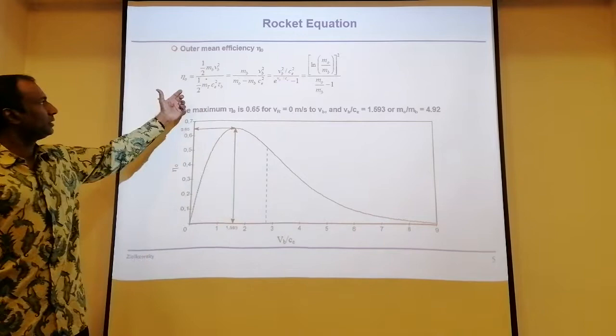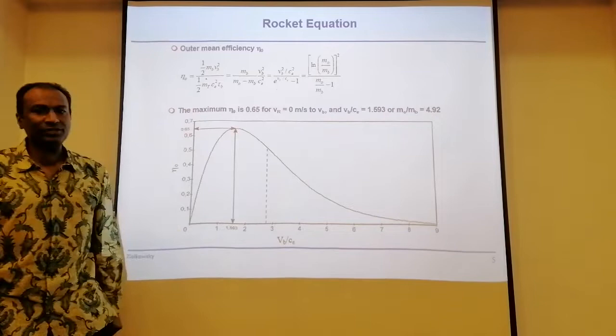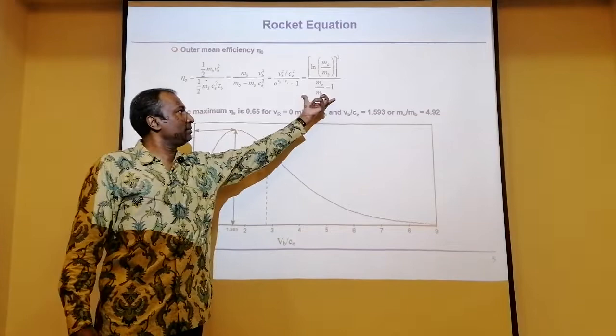And we can rewrite this in terms of a start mass and end mass, basically. M0 is your actual start mass. MB is your end mass. You plug in here, you should be getting your inner efficiency. This is how I've deduced. Okay, more importantly, this form.